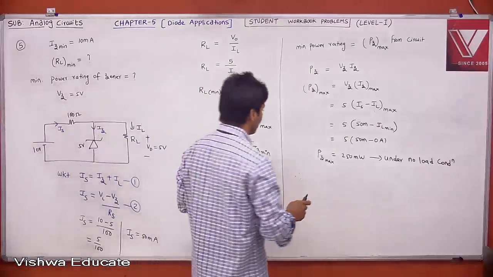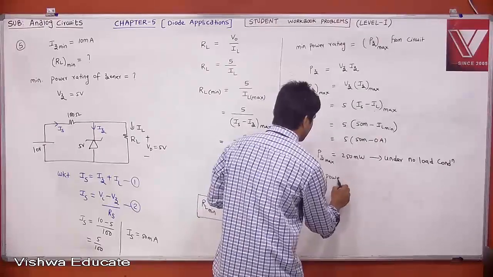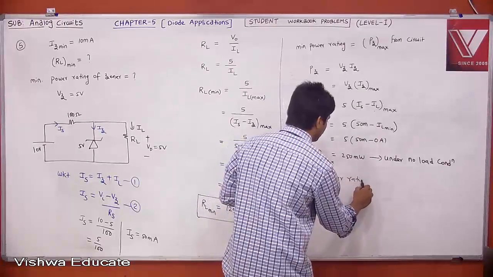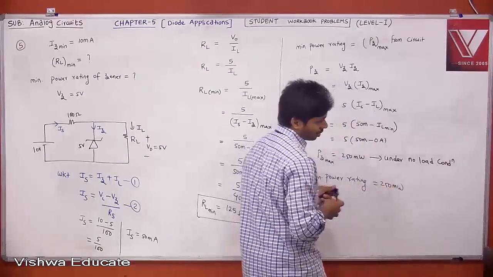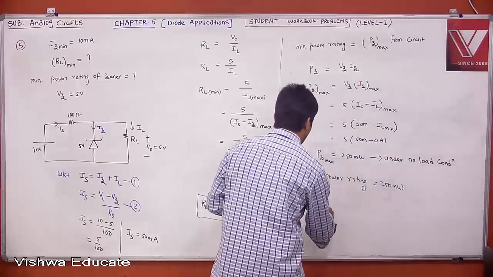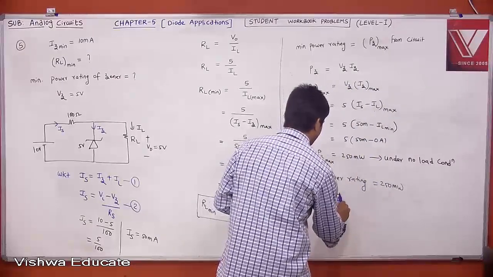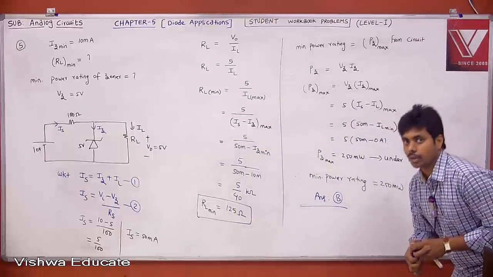Therefore, the minimum power rating of the Zener diode to be chosen is nothing but 250 milliwatt. Therefore, what is the answer? Answer is B. Take it. Then we will see the next problem.